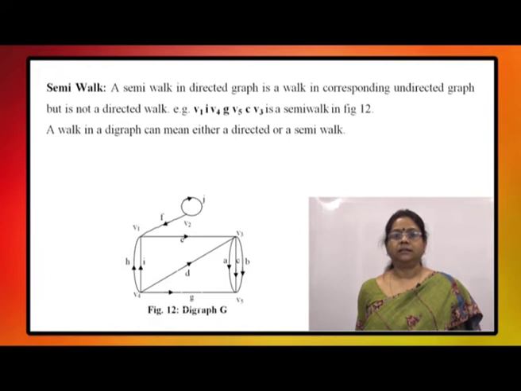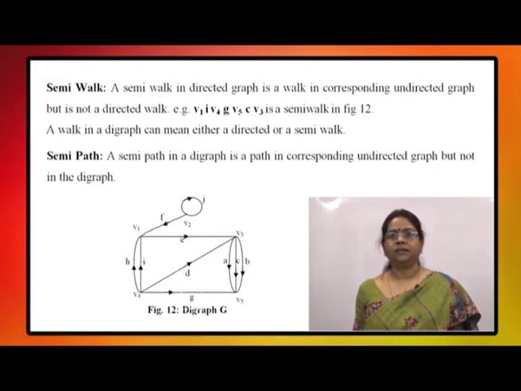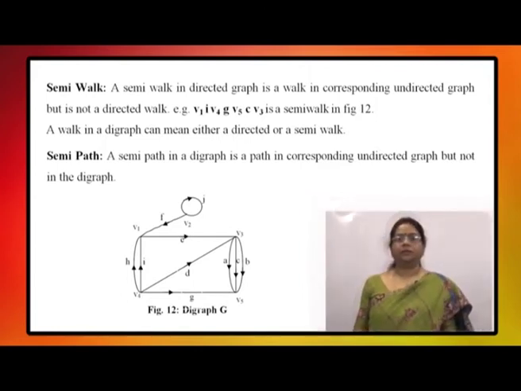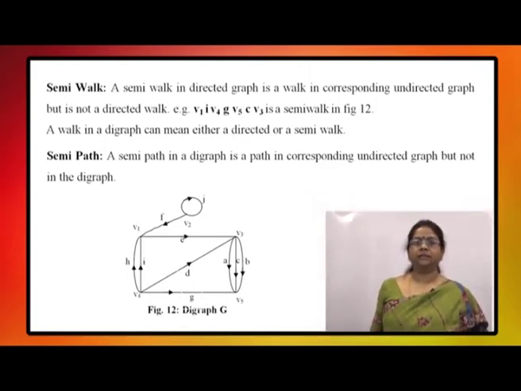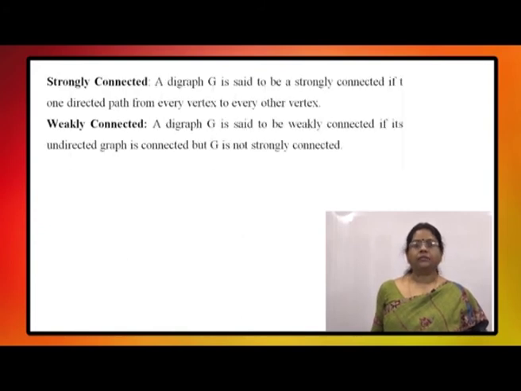And the semi-path is defined in the same way. A semi-path in a digraph is a path in the corresponding undirected graph, but not in the digraph. Now, in short, we will discuss the connectivity of a digraph. As we saw that the walk is defined in two ways, directed walk and semi-walk, directed path and semi-path, so connectivity is also defined in two ways. Strongly connected or weakly connected.